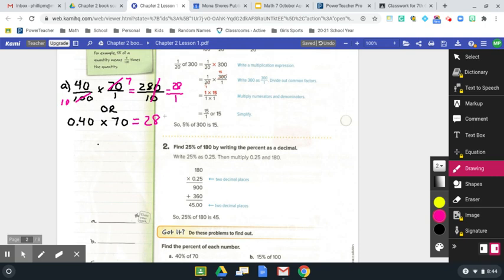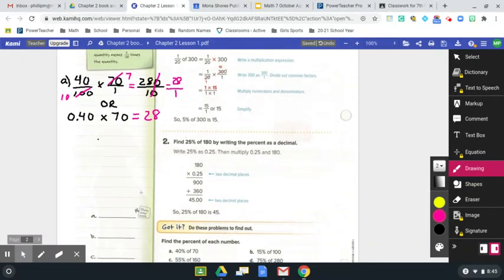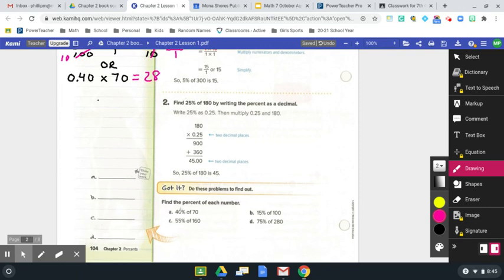So whether you take and multiply the fraction form of the percent, or you take the decimal form and you multiply it, either way, both methods are going to give you that answer. 28 is 40% of 70. 28.